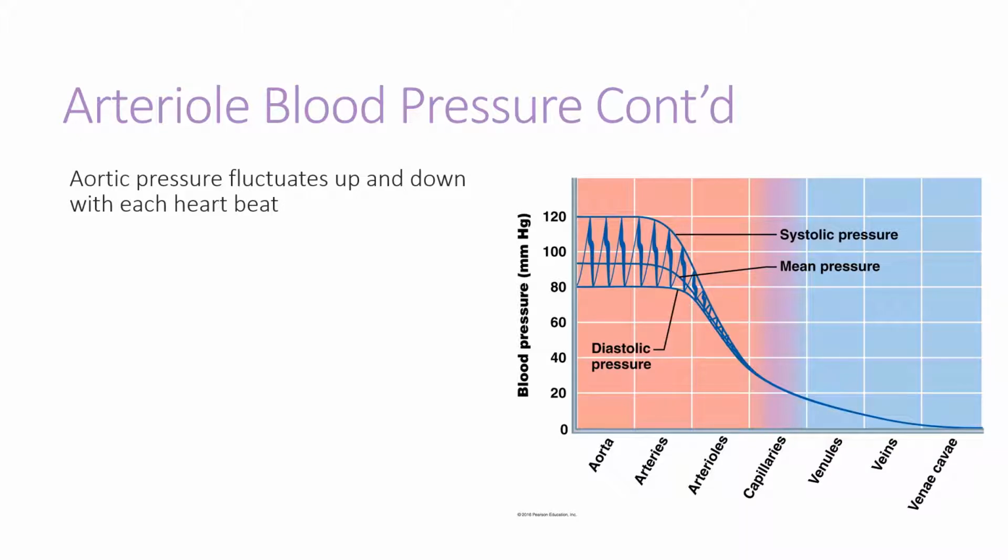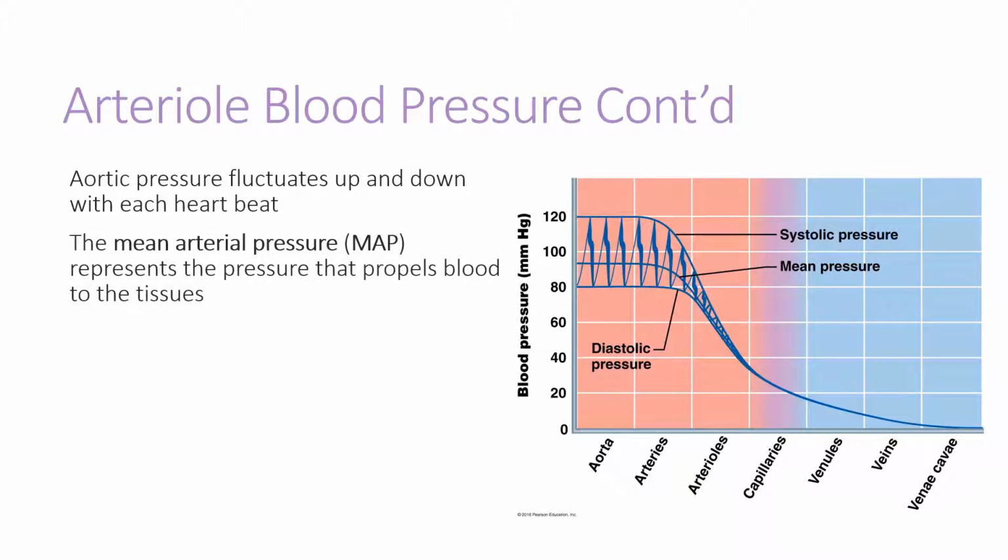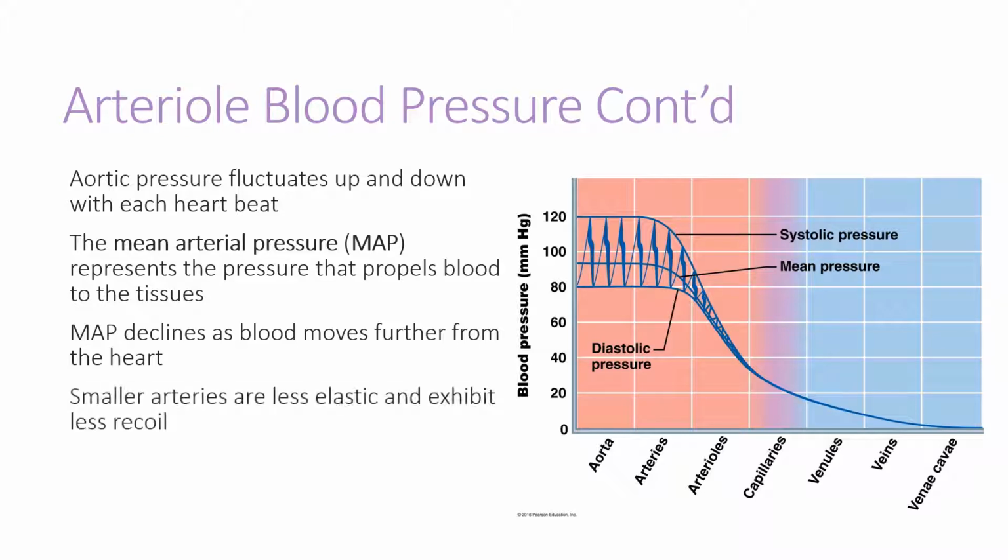Aortic pressure fluctuates up and down with the beat of each heart, our systolic pressure and our diastolic pressure being quite different from each other. The mean arterial pressure, MAP, represents the pressure that propels blood towards the tissues. This mean arterial pressure declines as blood moves further and further away from the heart.